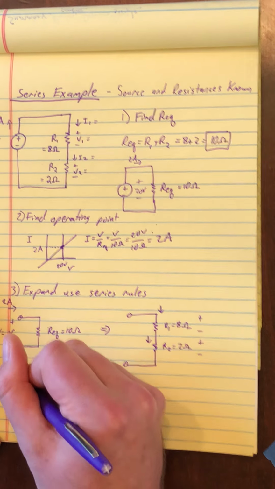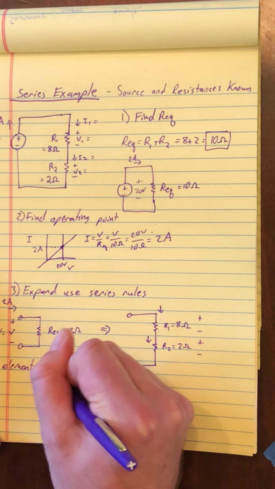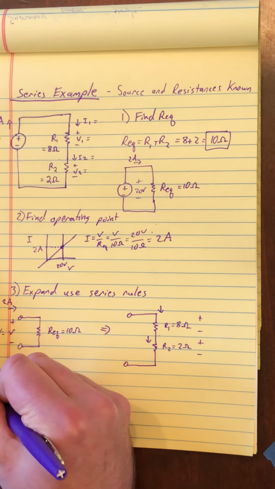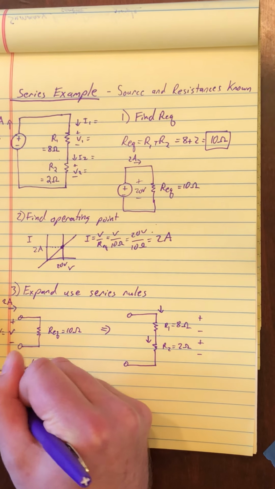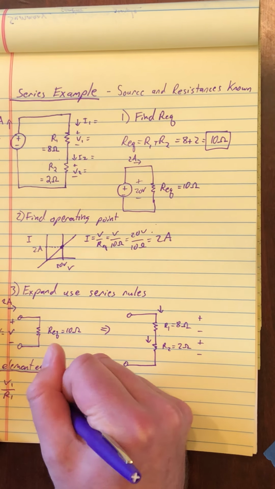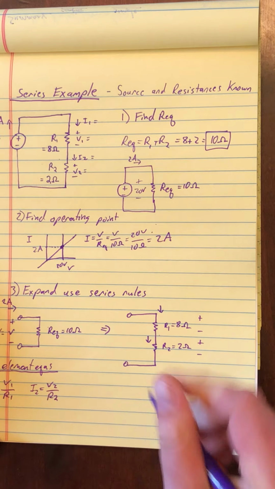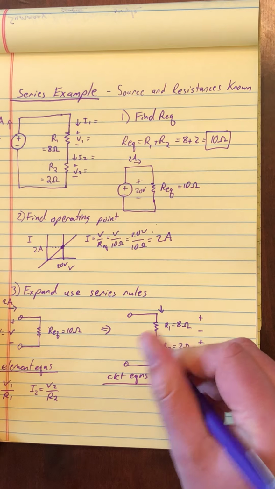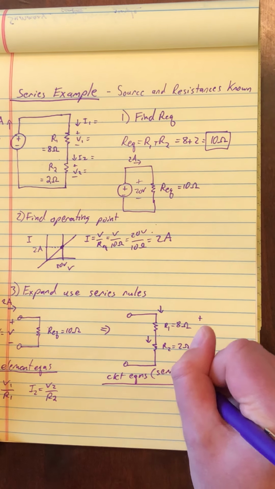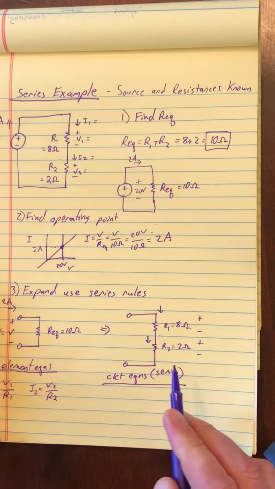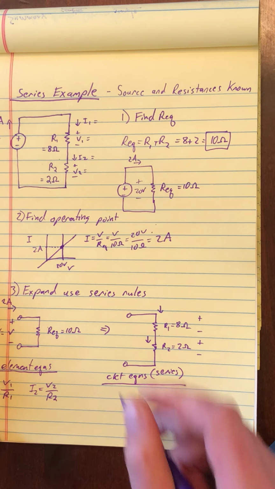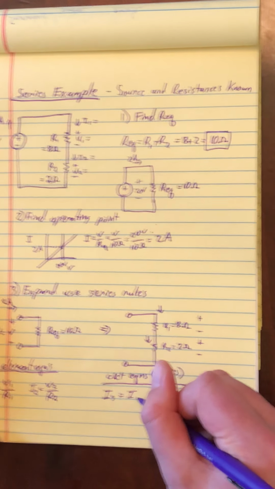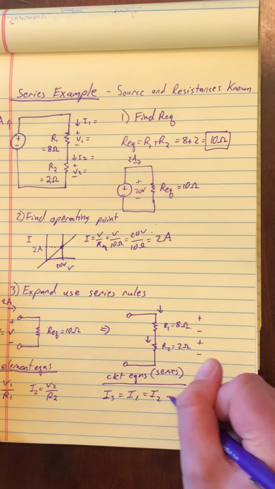So to do that, we have our element equations, and that we get from our expanded circuit there. We have I1 is V1 over R1, and we have I2 is V2 over R2, and we have our circuit equations. Now when I say the circuit equations, those are KVL and KCL, but in this case we're using series rules, so those become a little bit easier, and I know that the currents are all the same, so I know that I source here is equal to I1 is equal to I2, and that's 2 amps.